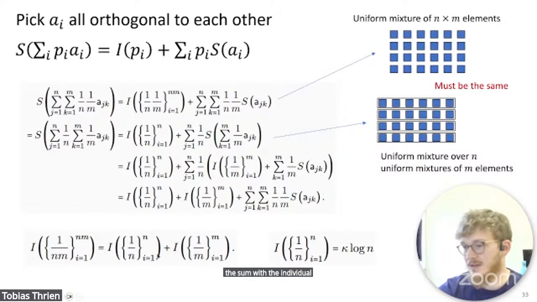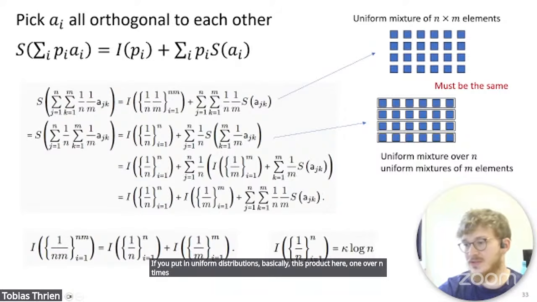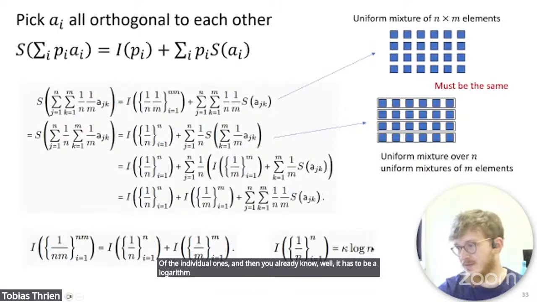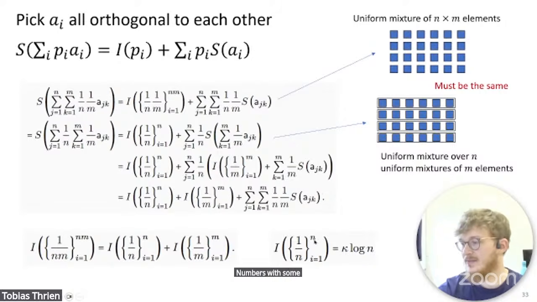So what you already get from this is that if you put in uniform distributions, basically this product here, 1 over n times 1 over m, turns into a sum of the individual ones. And then you already know, well, it has to be a logarithm. So it's the logarithm of these numbers with some factor in front of it, at least for uniform mixtures.